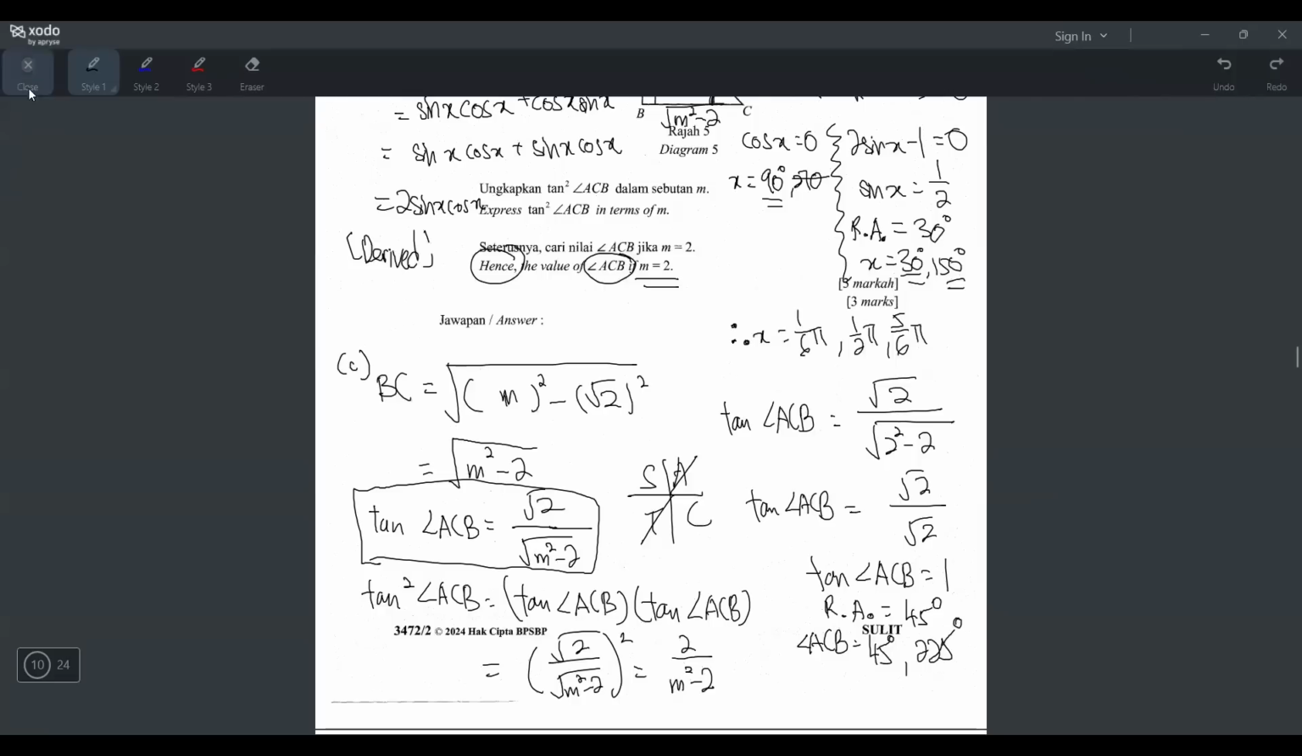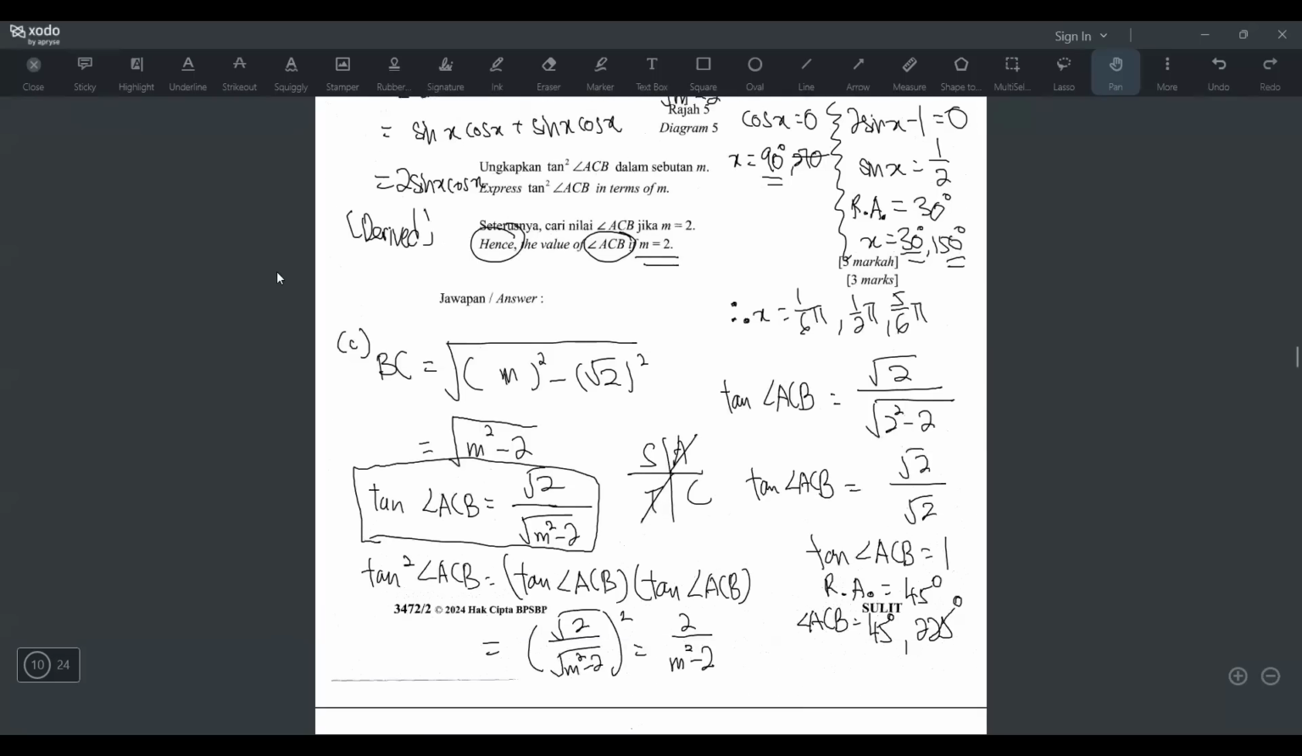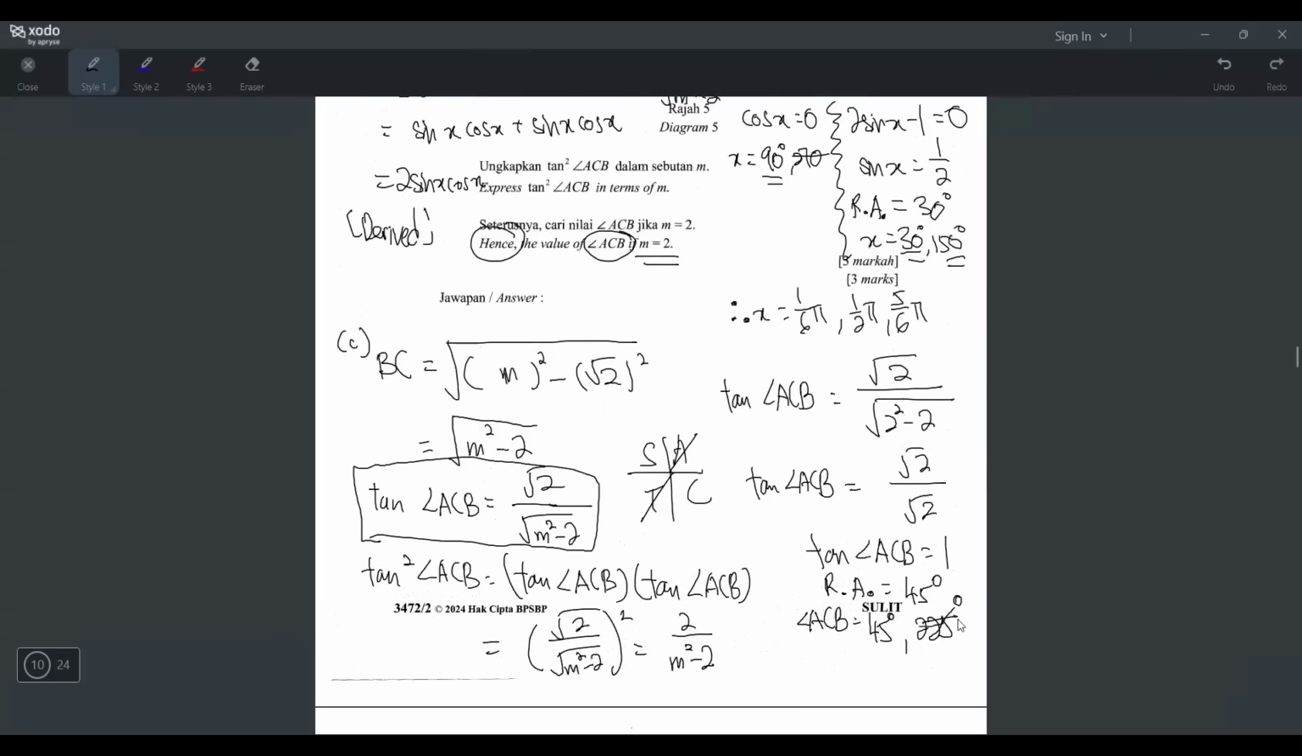But actually, for this question, if you look at your ACB, is it possible for this to be 225 degrees? It's not possible, right? Because this is a first quadrant, so obviously this is not possible. So we can reject the 225. So the only answer that makes sense here is 45 degrees. Okay, so I think I'm done. So this is how I would do it. Okay, let's continue.